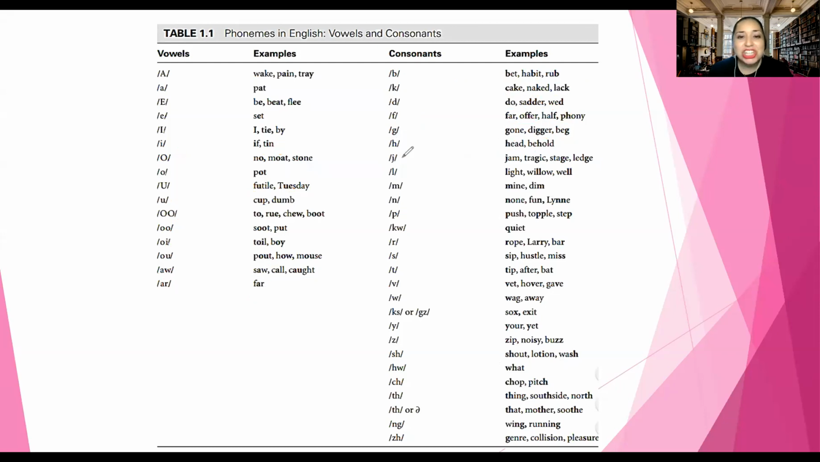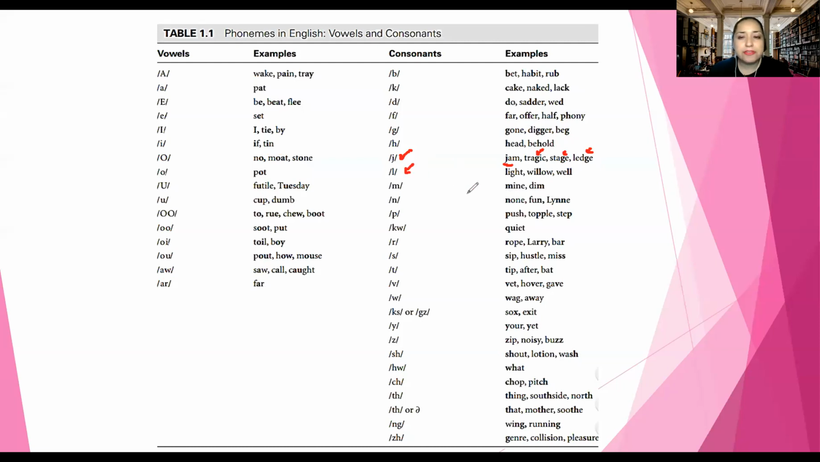Yes. J has a sound like J: jam. The sound of the G here is like this one, J: tragic, stage, ledge.